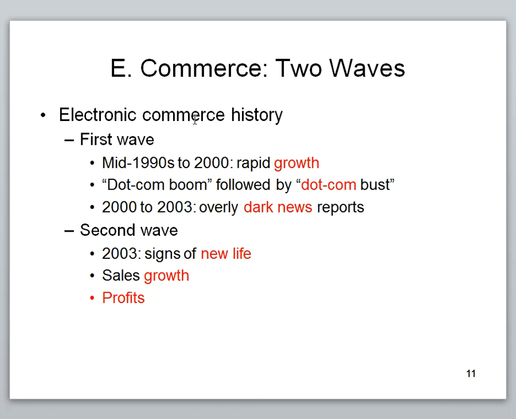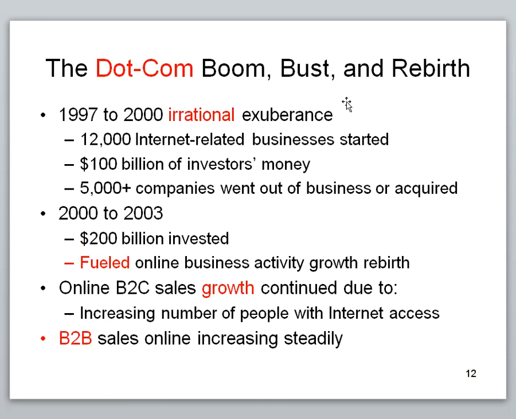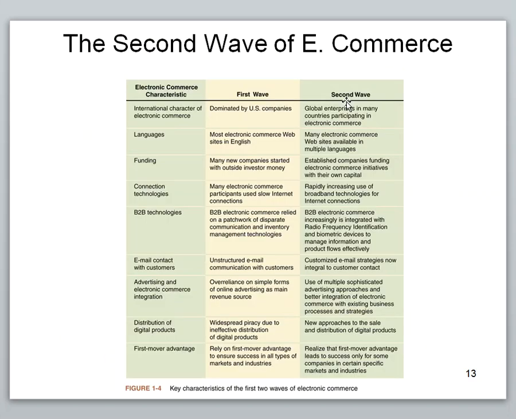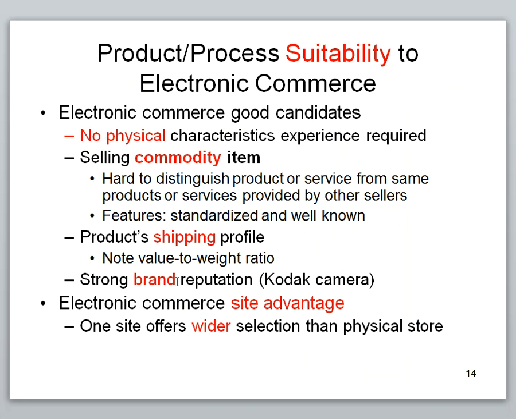Then we gave some history about e-commerce, the main 2 waves of the history of e-commerce. And the last thing we introduced was that table that I recommended that you study from the text. It shows the differences between the first wave and the second wave along some important dimensions. We start our lecture today by talking about what products and what businesses may be more suitable for electronic commerce and what are not.